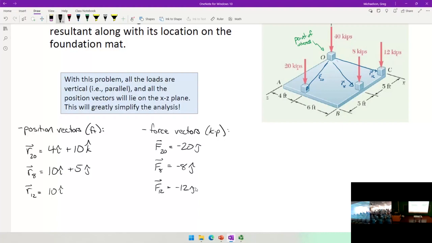Shouldn't R8 be 5k? Yeah. Sorry, what? Oh, you're right. You're 100% right. Yes. I'm sorry.